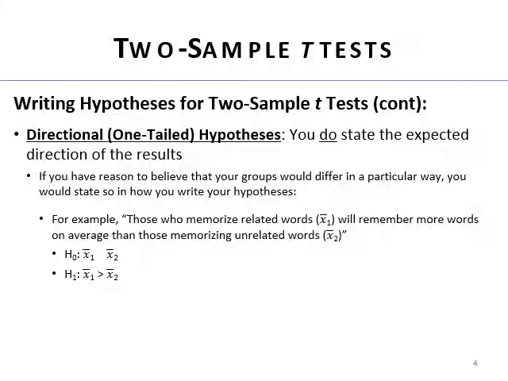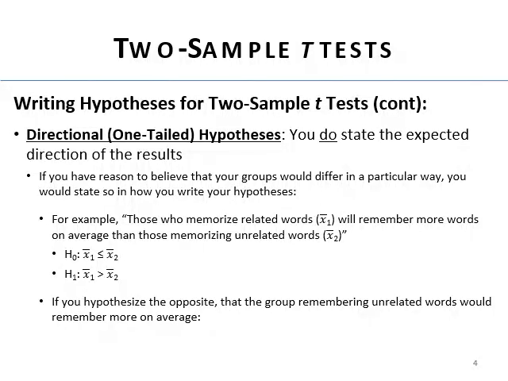So where are you wrong? That's what goes in your null. You are wrong if the mean number of words remembered is lower than those remembering unrelated words, or there's no difference at all. So how do you say where you'd be wrong? Well, you'd be wrong if x bar 1 is less than or equal to x bar 2. That's how you write it.